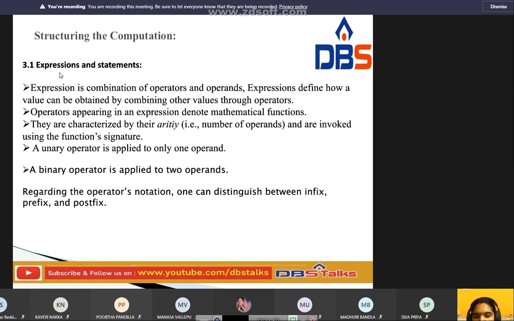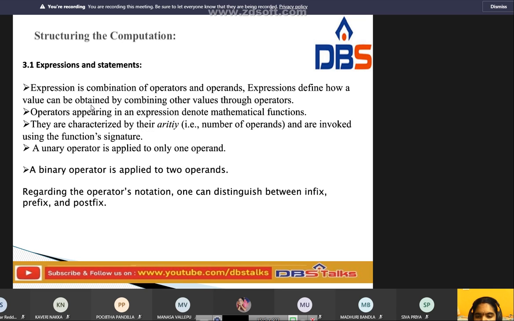What is meant by an expression? An expression is a combination of operators and operands. Expressions define how a value can be obtained by combining other values through operators.